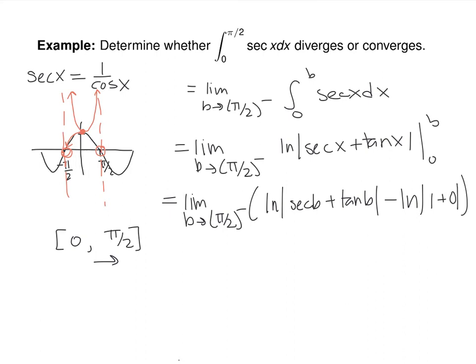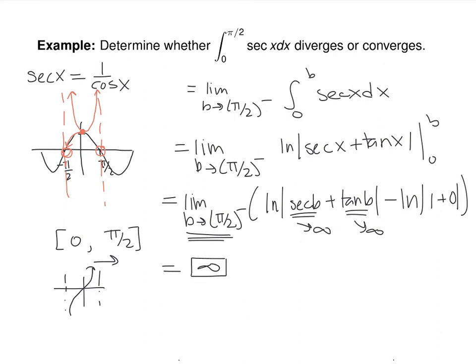Okay, now we need to figure out what happens as b goes to pi halves from the left. So this term, that's going to go to infinity. Now tangent, if you know what that looks like, also goes to infinity. So the number inside the natural log is going to infinity. So that first term is going to be infinite, minus ln of 1, which is 0. So this is infinite, meaning that that particular integral diverges.